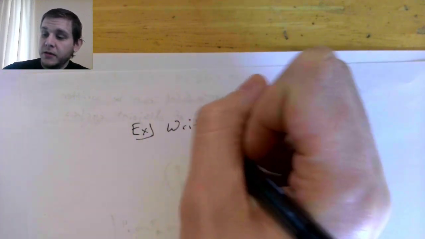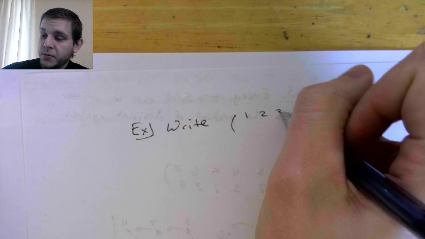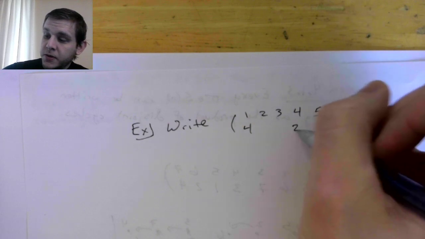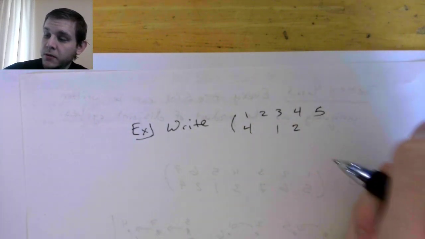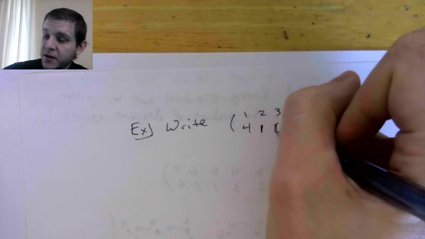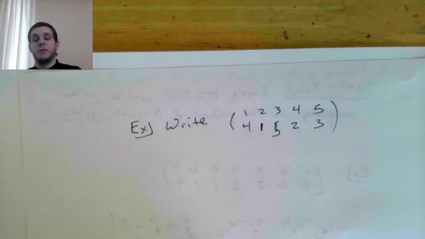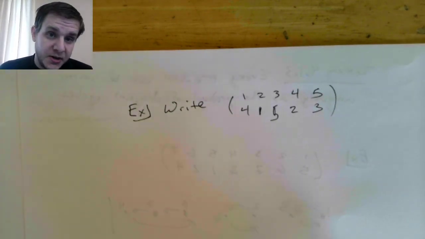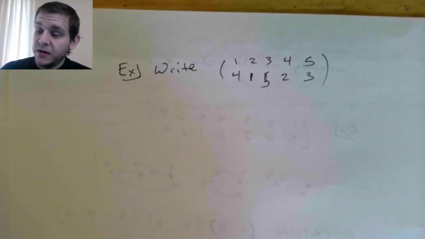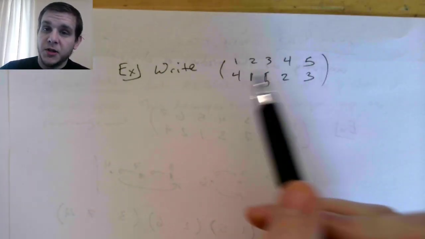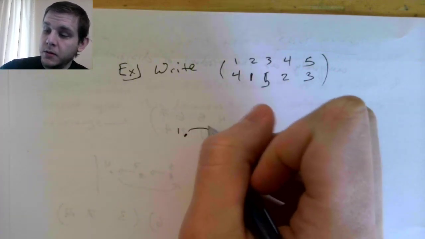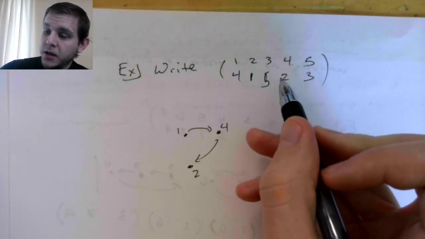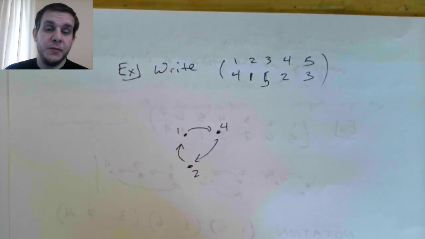So let's write a permutation on 5 elements. 1 goes to 4, 4 goes to 2, 2 goes to 1, 3 goes to 5, and 5 goes to 3. Okay, so here's my permutation. I sort of muttered to myself the cycle structure as I wrote it down, but let's check. The image of 1 is 4. The image of 4 is 2. And the image of 2 is 1. So I've completed a cycle.